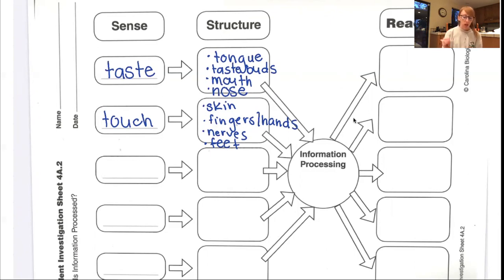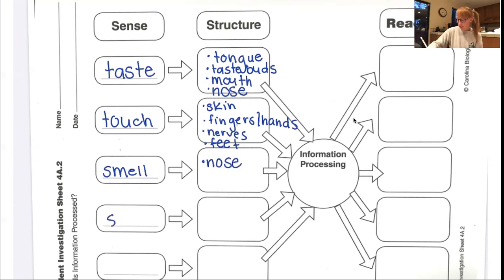Okay. Our next one is smell. And really the only structure that takes in smell is our nose. We can't smell through our mouth. We may taste things through our mouth. You know, if we plug our nose and we breathe in, maybe near the garlic bread, we're tasting the garlic in the air, but we can't smell it. So our nose is really the only thing that helps us process smell.